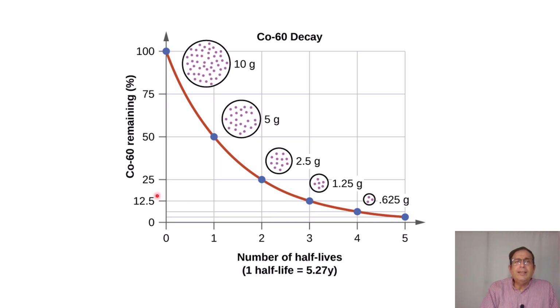So here you can see a cobalt-60 decay is shown. On the y-axis, the percentage of cobalt remaining is shown, and on the x-axis, the half-lives are shown. That is, 1 represents 1 half-life has been covered, 2 represents 2 half-lives have been covered, and 3 represents 3 half-lives have been covered, and so on. From 100 to 50, the cobalt takes about 1 half-life, which is 5.27 years. So in 5.27 years, the cobalt-60 becomes half, from 100 to 50.